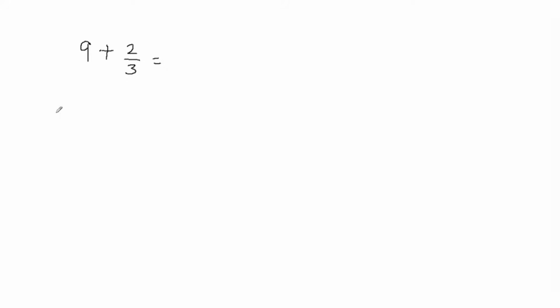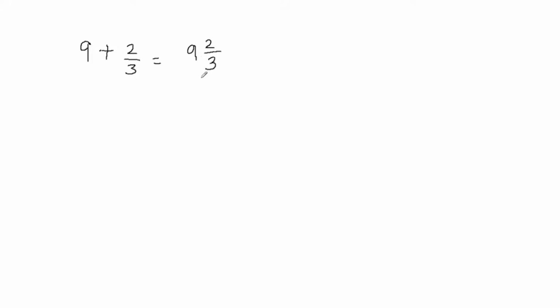Hi, in this video we'll learn how to add a whole number and a fraction. I'm going to show you 2 different ways to add a whole number to a fraction. So let's take a look at the example here, 9 plus 2/3. Adding a whole number and a fraction is pretty easy because we just combine the whole number and the fraction and write that in the form of a mixed fraction. So I'm going to write 9 plus 2/3 as 9 and 2/3.